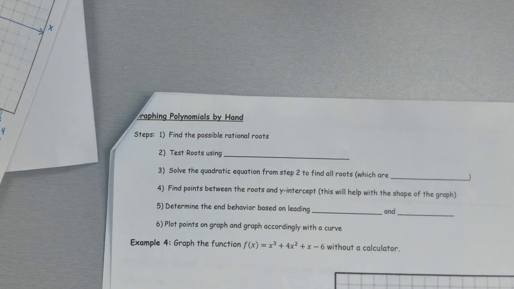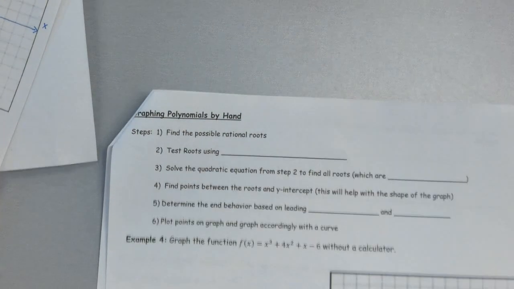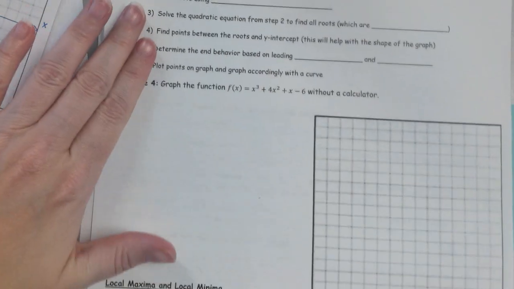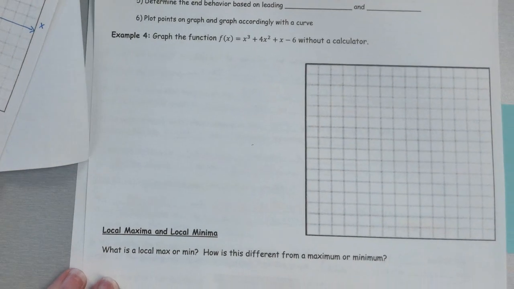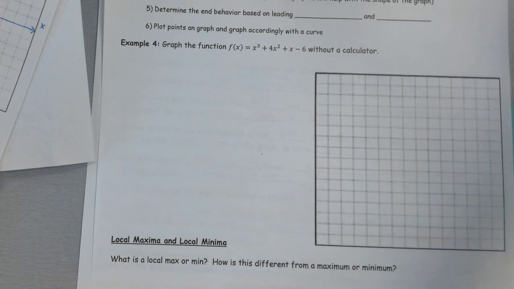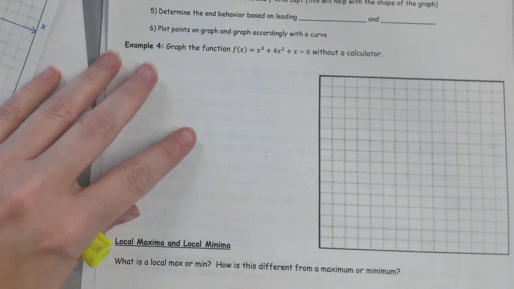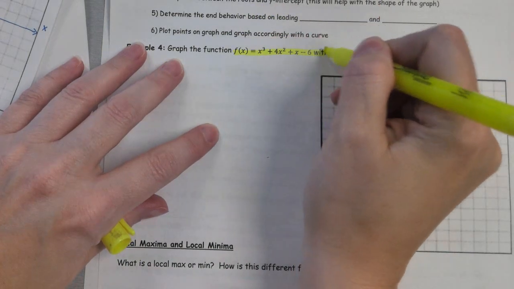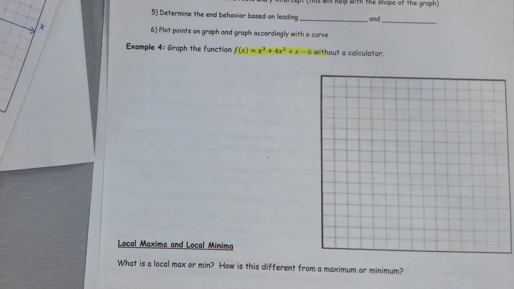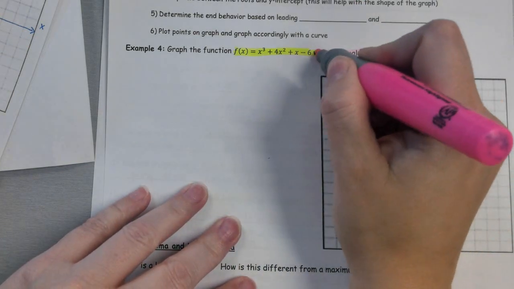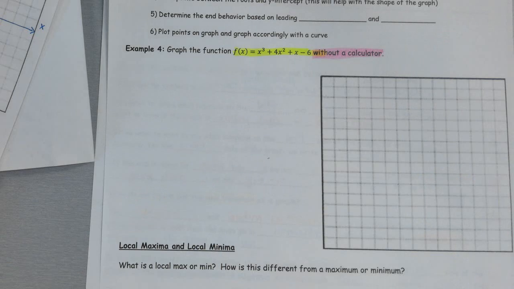So today we're going to graph polynomials by hand, which means we're gonna do all this without a calculator. Okay, so we know how to graph them if there is no calculator available. So I know we went over these steps, so we're gonna go to example 4. So it says to graph this function. Okay, and we're gonna do all of this without a calculator. So we're definitely gonna use some mental math today.